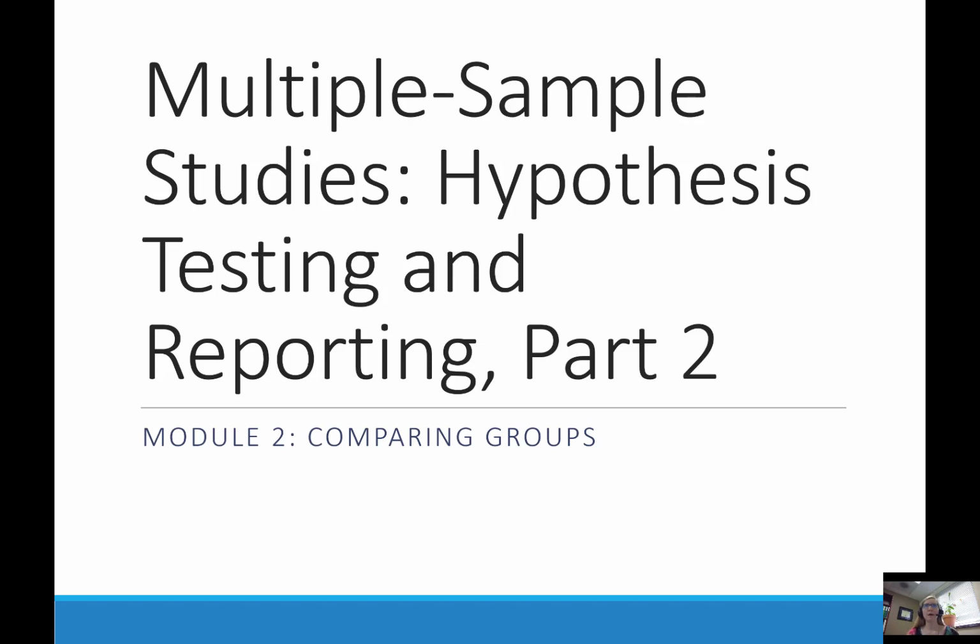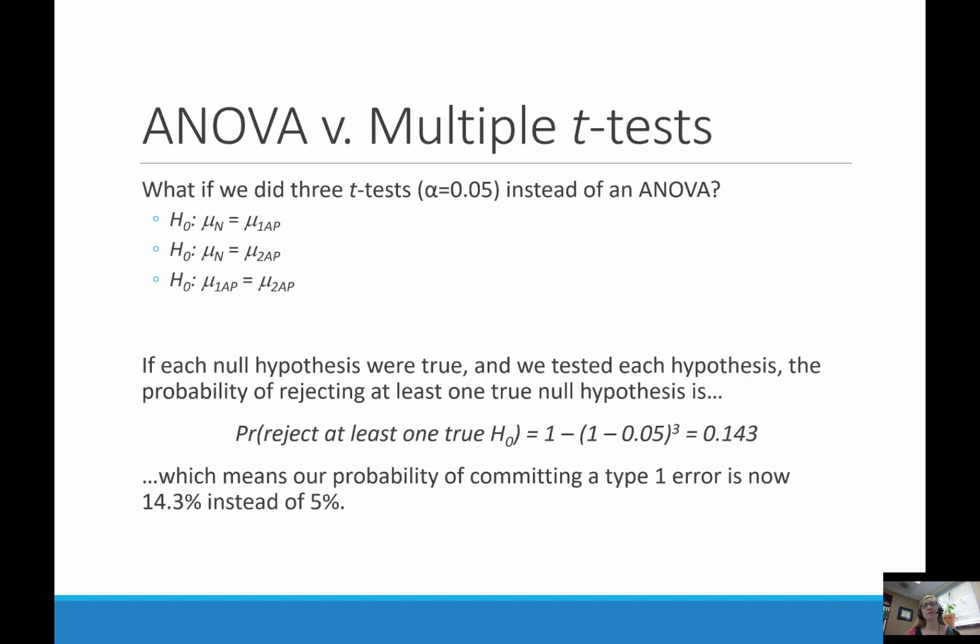This is part 2 of hypothesis testing for multiple sample studies. It is in Module 2, Comparing Groups. An ANOVA is an overall test, so it only tells you if some of the groups are different from each other. In order to determine which groups are different from each other, you must do multiple t-tests.